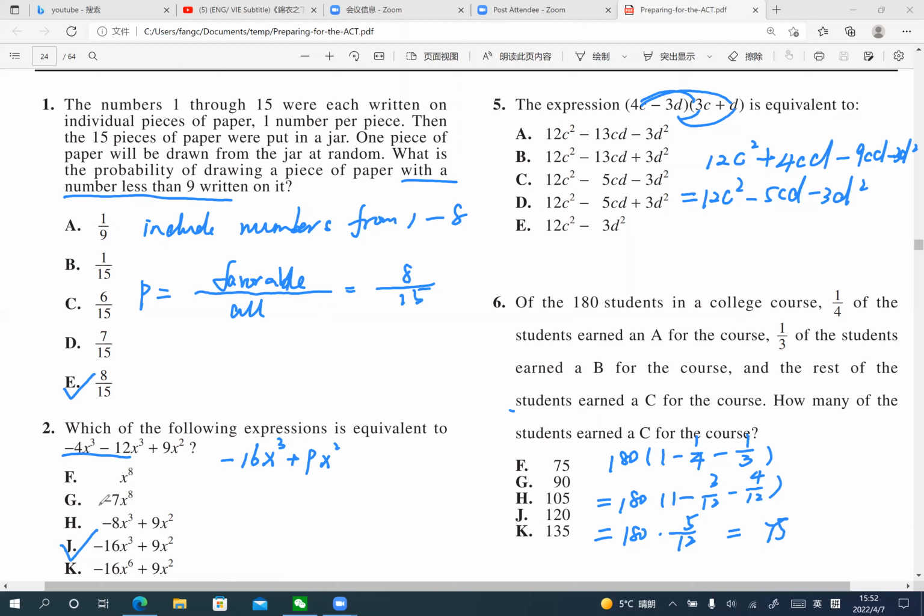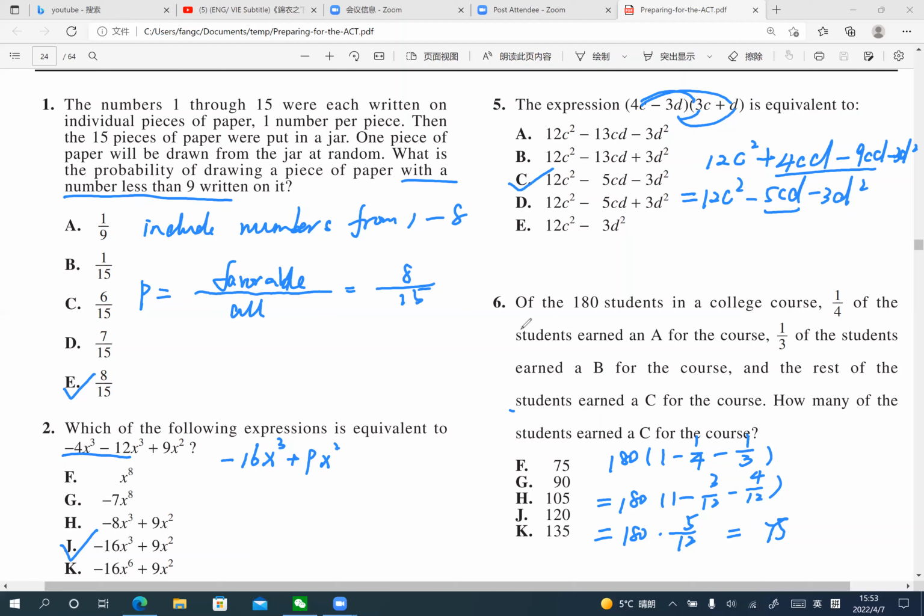Question 5. The expression (4c minus 3d) times (3c plus d) is equivalent to. Multiply binomials. First multiply the first terms, which is 12c squared. Then multiply the outer terms, which is 4c times d, 4cd. Then the inner terms, 9cd. And the last terms give negative 3d squared. Then combine the like terms. 4cd minus 9cd is negative 5cd. So we should choose option C.